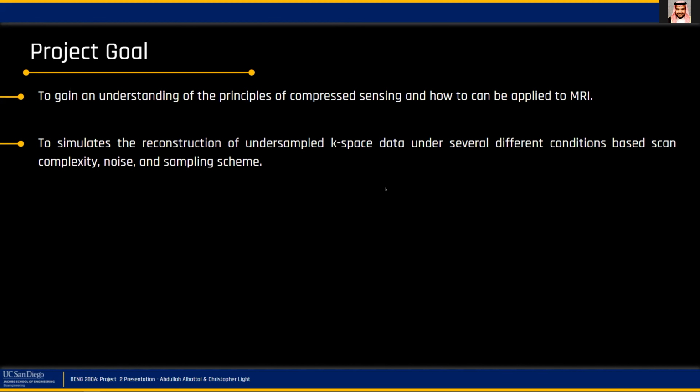Yeah, so we'll be going over the principles of compressed sensing and how we can apply it to MRI. We'll be going over our simulation results. We'll be simulating the reconstruction of undersampled K-space data as if it was the actual MRI scan, taking from K-space and getting our images that way.